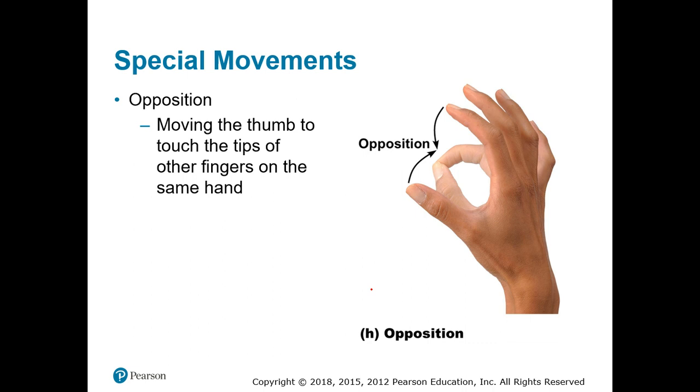And this is the last one we're going to talk about. It's called opposition. Opposition is a special type of movement where you actually move your thumb to touch the tips of your fingers. So if you're going to pick lint off something, you're making an opposition movement. So when you touch each of your different fingers with your thumb.